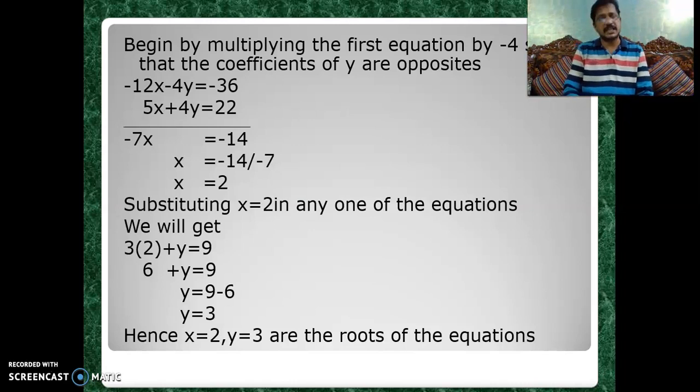Substituting x equal to 2 in any one of the equations, I want to substitute x equal to 2 in the first equation. What is the first equation? 3x plus y equal to 9. In place of x, we have to write the value 2. 3 times 2 is 6. 6 plus y equal to 9, so y equal to 9 minus 6, and y equal to 3. Hence x equal to 2 and y equal to 3 are the roots of the equation.